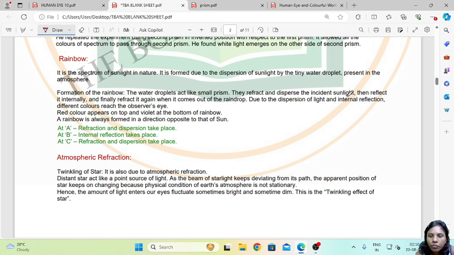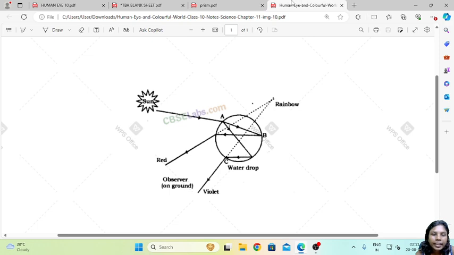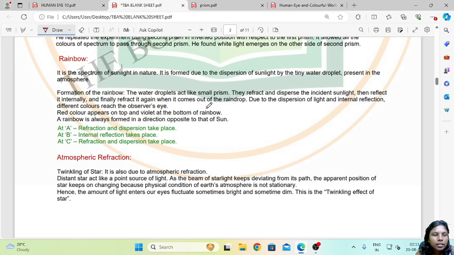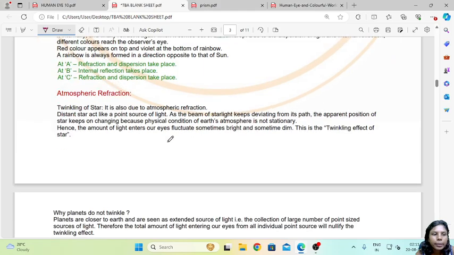Due to dispersion of light and internal reflection, different colors reach the observer's eye. This is how we can see the rainbow. The red color appears on top and the violet at the bottom of the rainbow. A rainbow is always formed in the direction opposite to that of the sun. Now at point A, there is refraction. At point B, there is reflection, and at point C, there is both refraction and dispersion taking place.